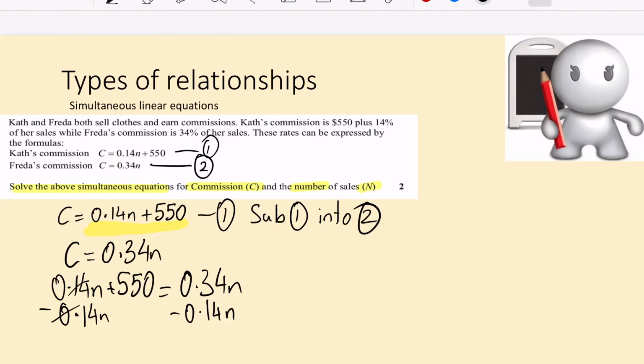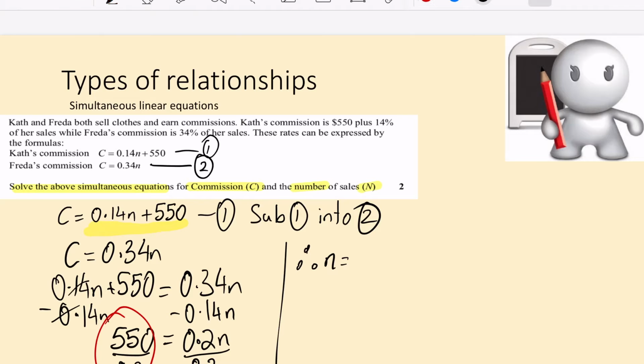Working from left to right, 0.14N take away 0.14N, they cancel each other out. I'm left with 550 on the left hand side. On the right hand side, 0.34 take away 0.14 is going to leave you with 0.2, and don't forget about the N. Now, to solve for N, you have to divide by the coefficient of the variable, and in this case I have to divide by 0.2. If I do this calculation on my calculator, what I end up with is 2,750. Now that's the first of my 2 answers, okay?